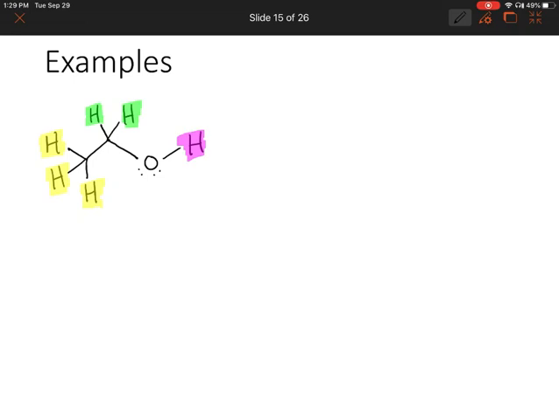Okay, so now let's try and figure out which one of those hydrogens is the most acidic. So I'm going to ask you to pause the video, draw the conjugate bases for each different type of hydrogen leaving the molecule, and then we'll come back and go over it together. Okay, so let's draw our 3 different conjugate bases because we have 3 different types of hydrogens here.